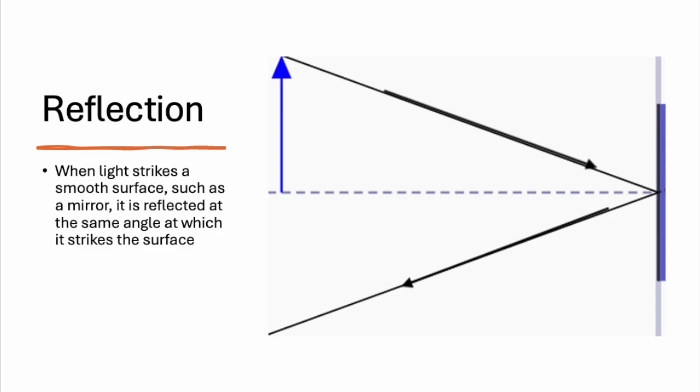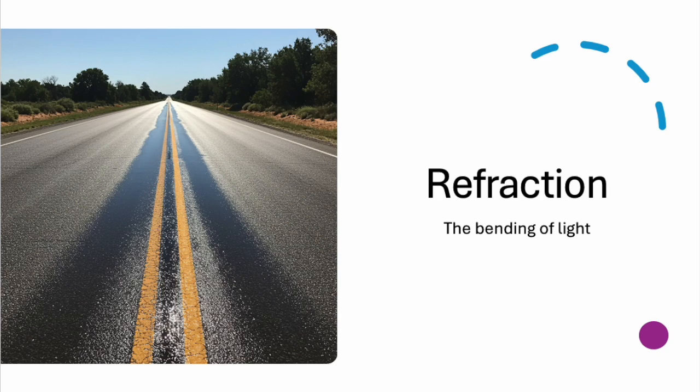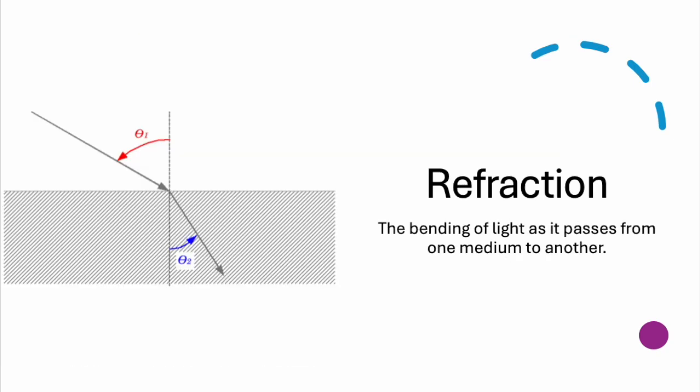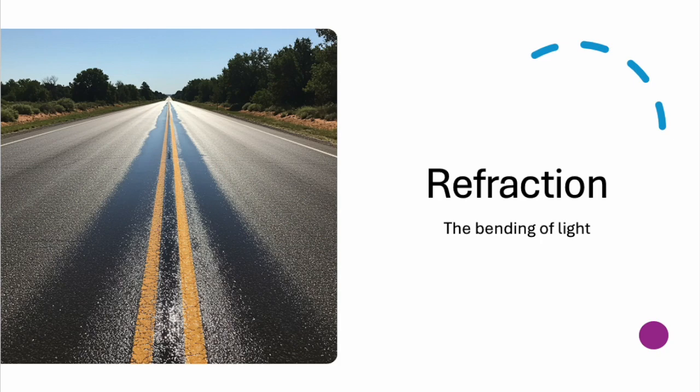Refraction is the bending of light as it passes from one medium to another. You might have seen refraction when you look at a dry road and the road appeared to be wet. The hot air above the road refracts light and causes the illusion of a wet road.